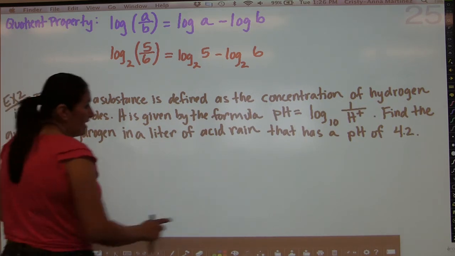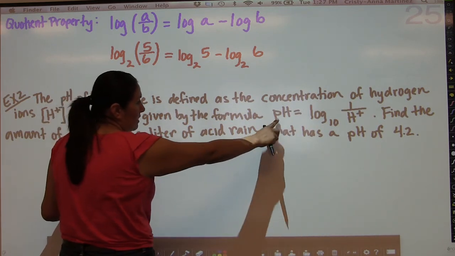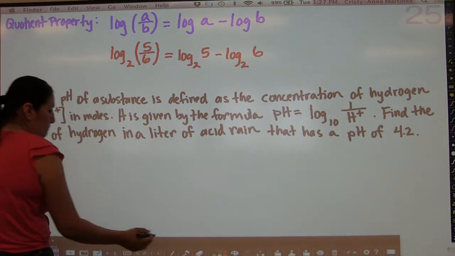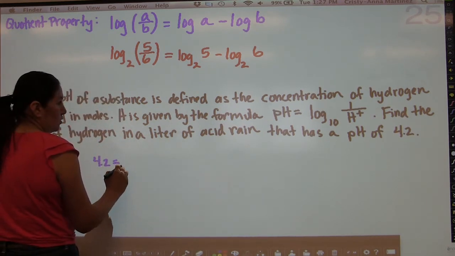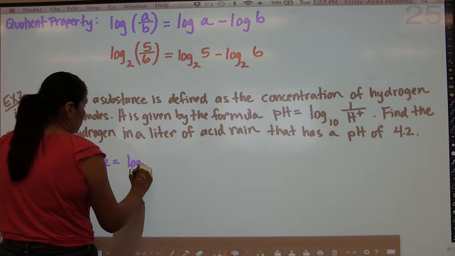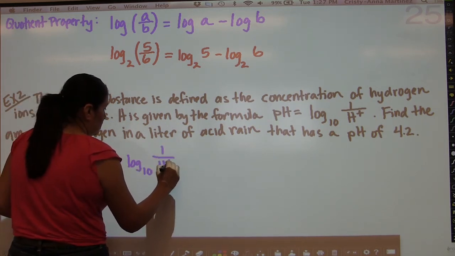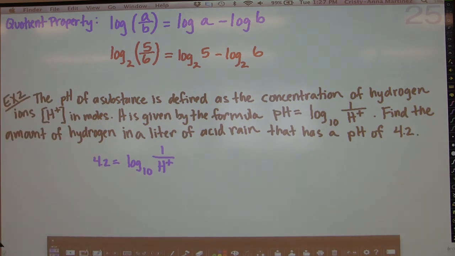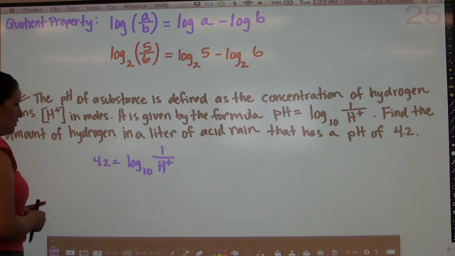So the first thing we want to do is take our formula here, and we know the pH is 4.2 in this case, so we're going to replace the pH here in the formula with 4.2. So let's do that first. So we're going to get 4.2 is equal to log base 10 of 1 over H. And so we have a quotient here, so we're going to use our quotient property to break that down.